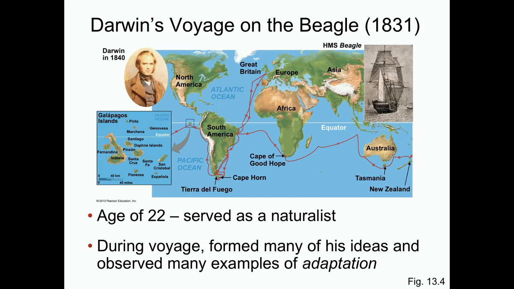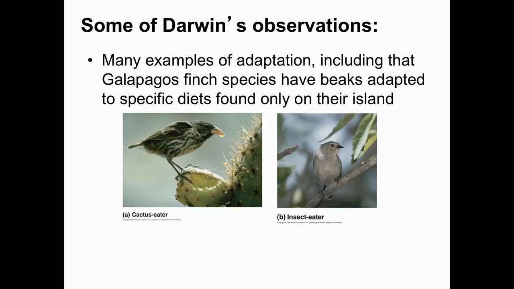The boat sailed around South America, it sailed around Australia, Africa, and then back to Europe. And he noticed many examples on his voyage of something called adaptation. Adaptation is when an organism has a feature that makes them very well suited to the environment they live in. So for example, here are some examples of adaptation that Darwin saw on his voyage: these finch species found in the Galapagos Islands.